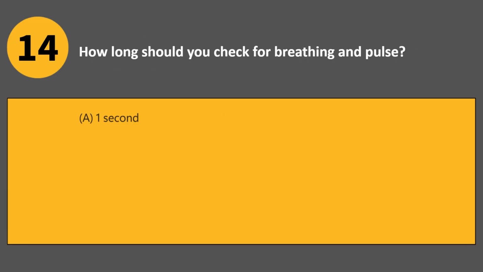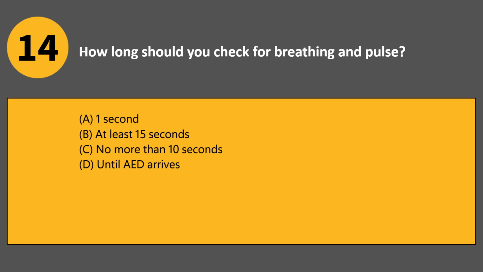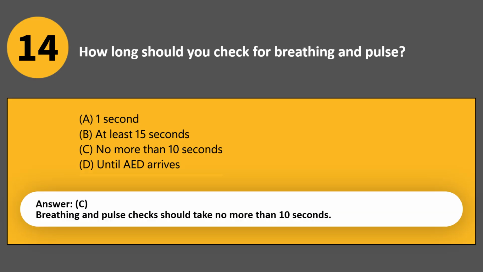How long should you check for breathing and pulse? A. 1 second. B. At least 15 seconds. C. No more than 10 seconds. D. Until AED arrives. Answer C. Breathing and pulse checks should take no more than 10 seconds.